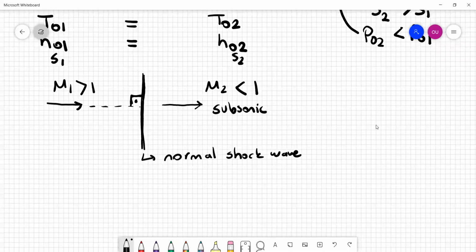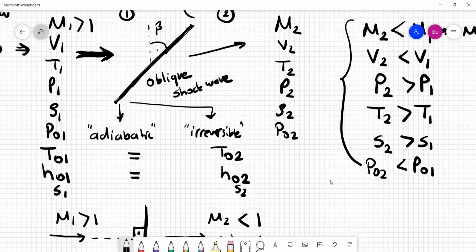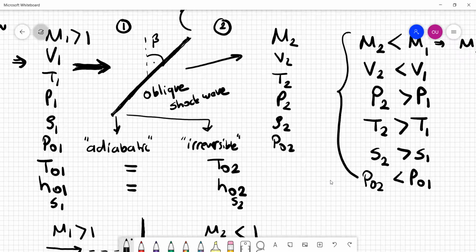Other properties like pressures, temperatures, all the other discussion that we made is exactly the same both for oblique and normal shock waves, meaning that stagnation enthalpy remains constant, stagnation temperature remains constant, stagnation pressure decreases, and other properties listed here like static pressure and temperature increase. These are all valid both for normal and oblique shock waves. So good.